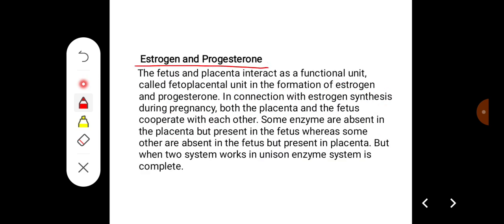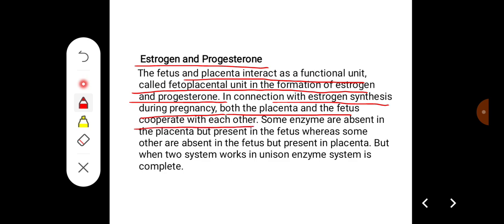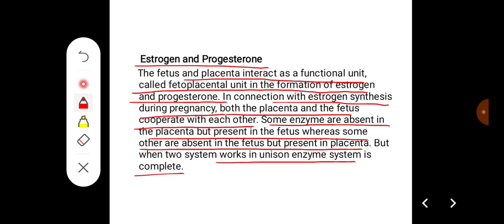Estrogen and progesterone: the fetus and placenta interact as a functional unit, called the fetoplacental unit, in the formation of estrogen and progesterone. In connection with estrogen synthesis during pregnancy, both the placenta and fetus cooperate with each other. Some enzymes are absent in the placenta but present in the fetus, whereas some are absent in the fetus but present in the placenta. But when the two systems work in union, the enzyme system is complete.